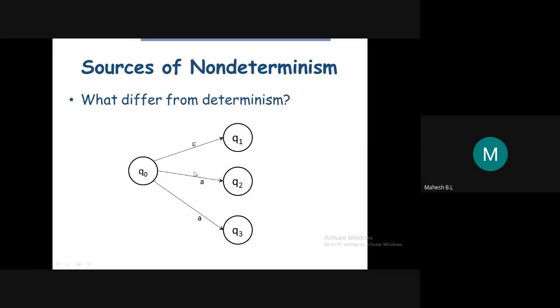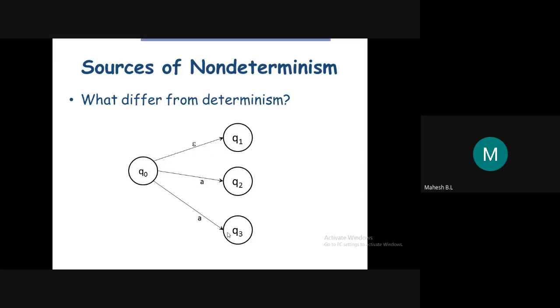Let's say you are in state Q naught and the input symbol is A. Now with the input symbol A, you can make all three transitions. The first option is you don't consume A at all and you make a transition to Q1. Second option, you consume A and make a transition to Q2. Another option, consume A, make a transition to Q3. Now which one do you need to follow? That is the confusion. That's why you need to guess. That's why this is non-deterministic.